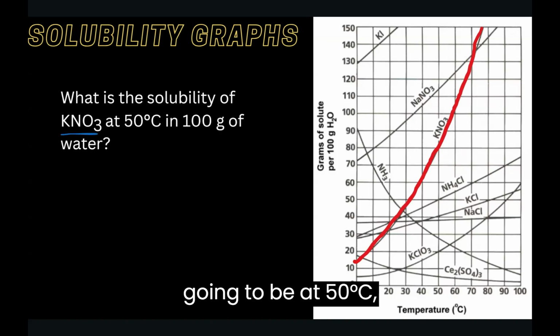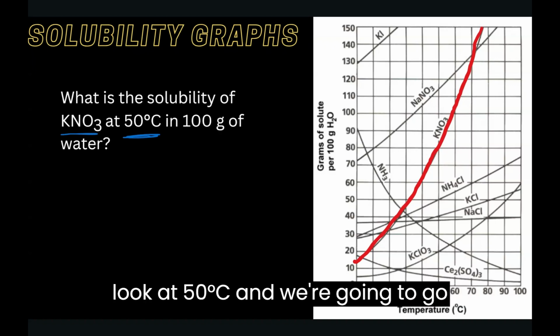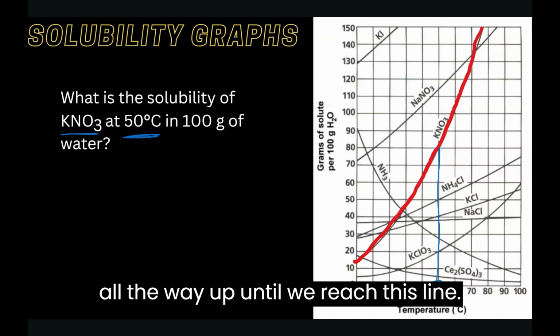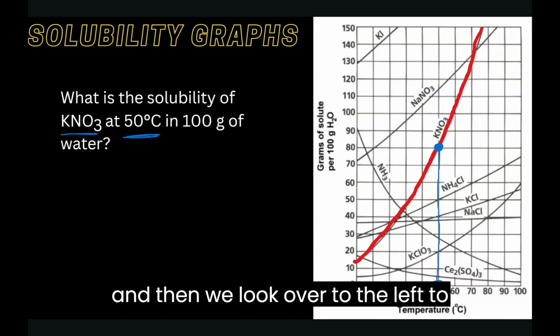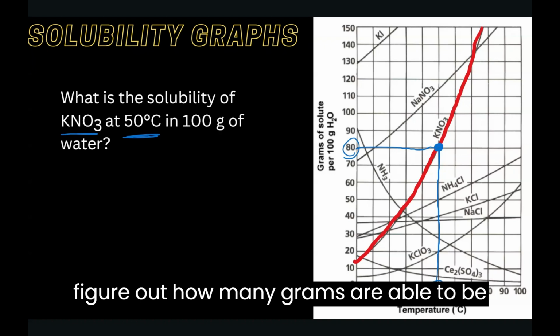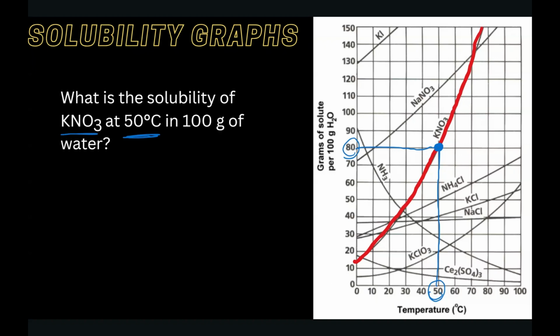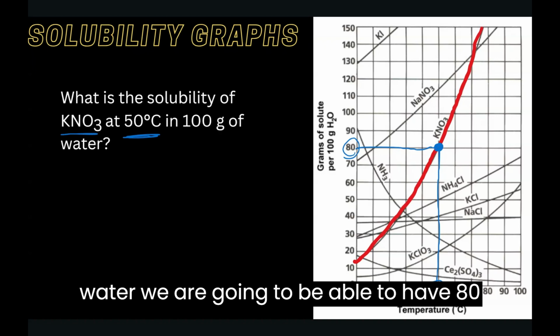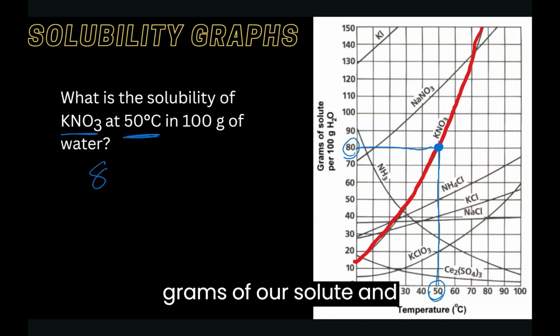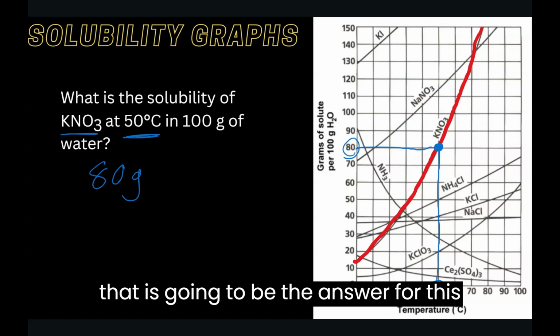Now, we are going to be at 50 degrees Celsius. So down here at the bottom, we're going to look at 50 degrees Celsius, and we're going to go all the way up until we reach this line. So this is going to be our intersection. And then we look over to the left to figure out how many grams are able to be dissolved. So at 50 degrees Celsius in 100 grams of water, we're going to be able to have 80 grams of our solute. And that is going to be the answer for this question.